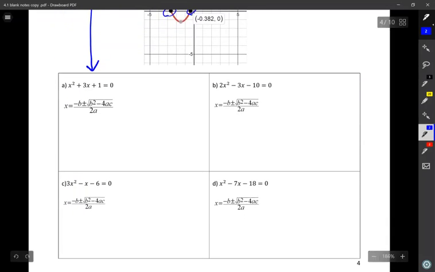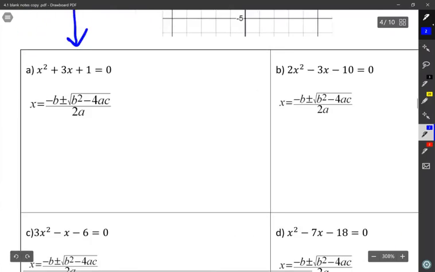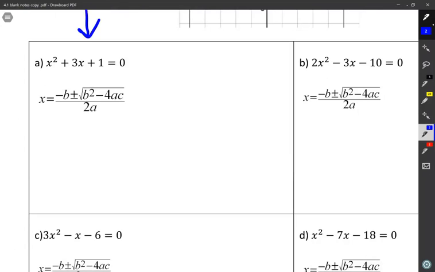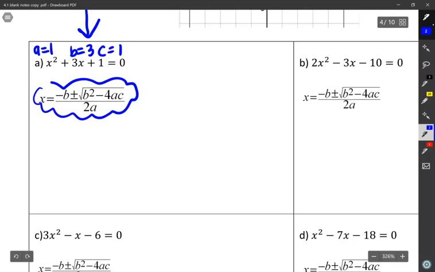First thing you want to do is find your a, b, and c values. On this one, a is 1, b is 3, c is 1. All right, then we're just going to plug it into the formula, and be careful with your math.